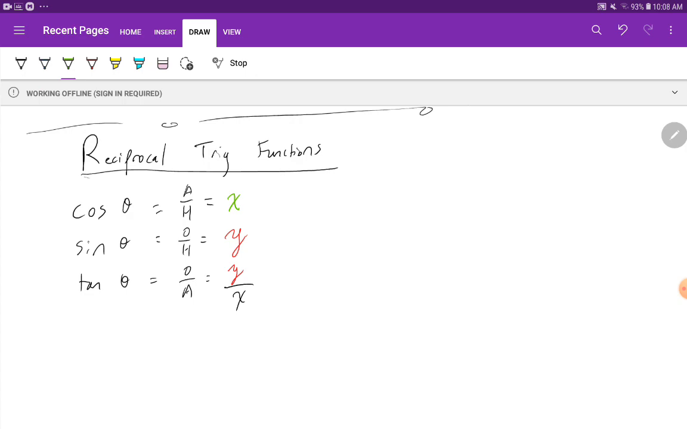That's not green. Why didn't that come out green? Let's try that again. Okay, it's green. All right, that was weird.